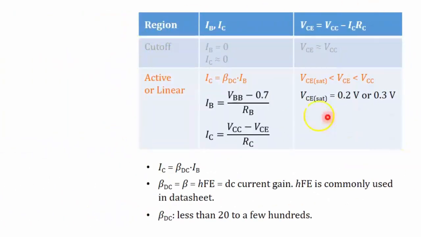When the transistor is biased in the active or linear region, IC is equal to beta multiplies IB. VCE is larger than VCE saturation, but smaller than VCC. These three equations have already been discussed in BJT Part 1. As we often need to apply them in this unit, they are listed here to refresh your memory.